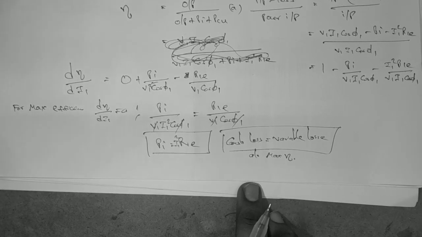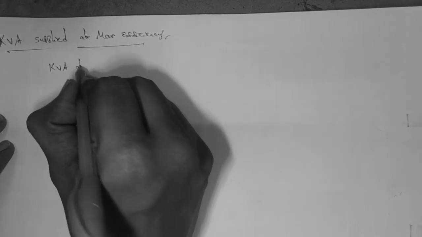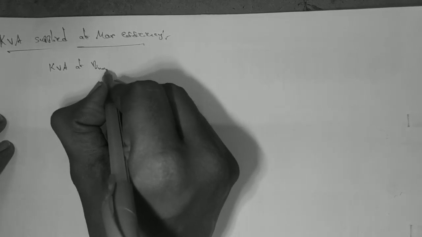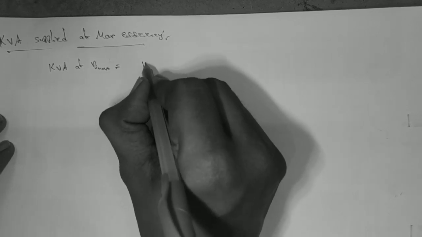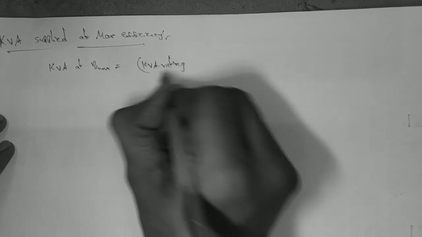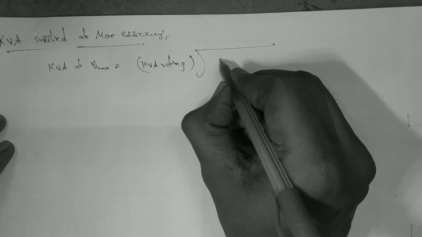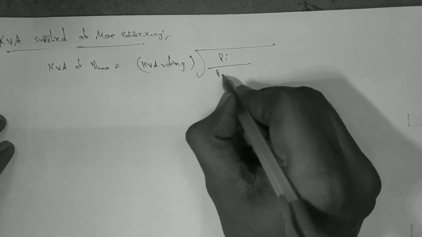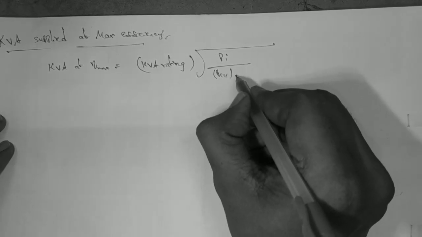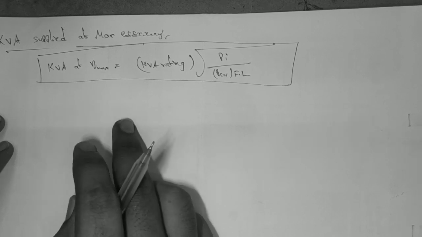Now, moving to the next topic, kVA supplied at maximum efficiency. The formula is: kVA at maximum efficiency condition equals kVA rating into the root of iron losses divided by copper losses at full load. That is, kVA rating into root of Pi divided by PCU at full load.